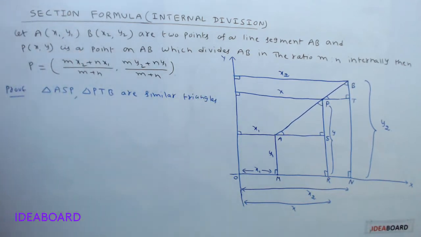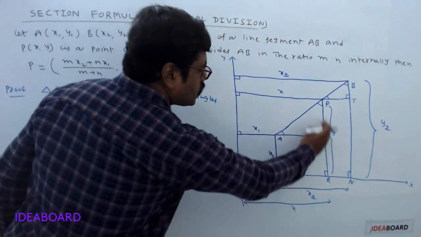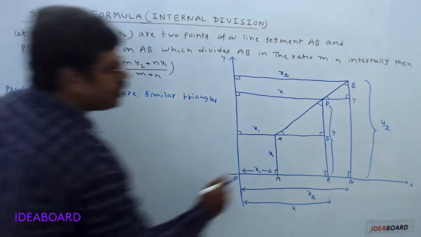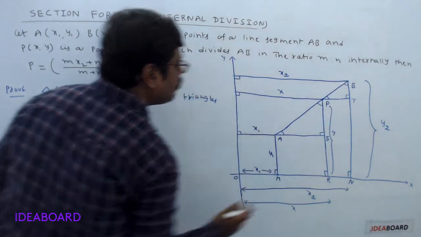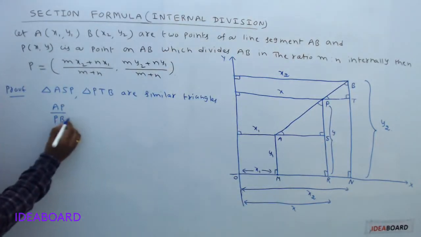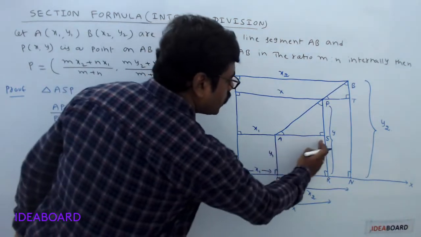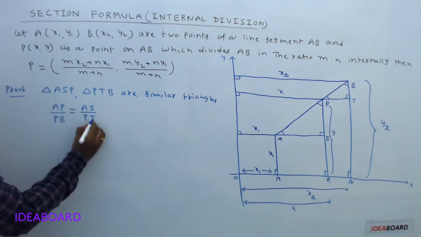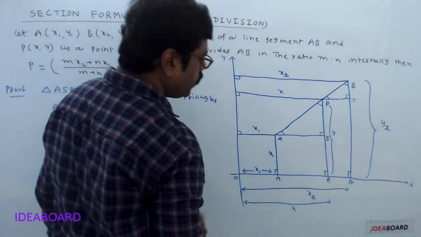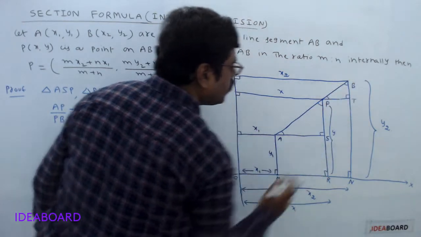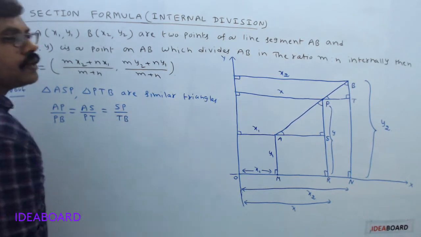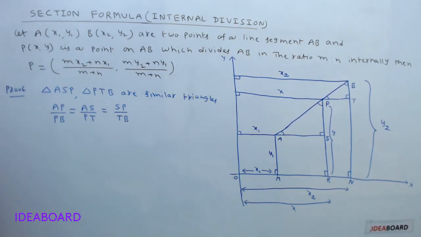So from the property of similar triangles, corresponding sides are proportional. Here the hypotenuse of this triangle will be AP divided by the hypotenuse of this triangle, which will be PB. So AP divided by PB equals AS divided by PT, which equals SP divided by TB. Now what is the value of AP?